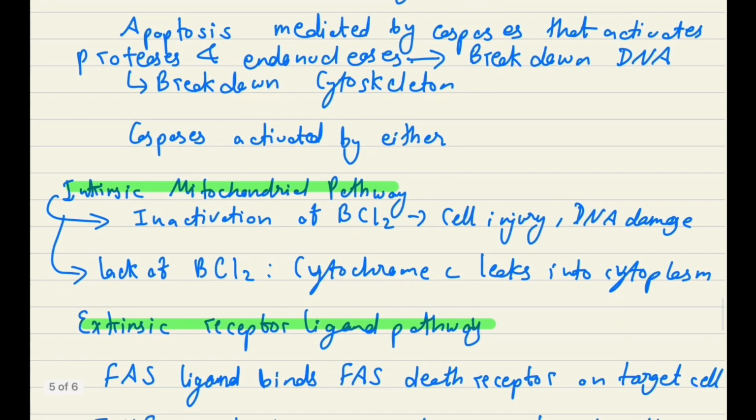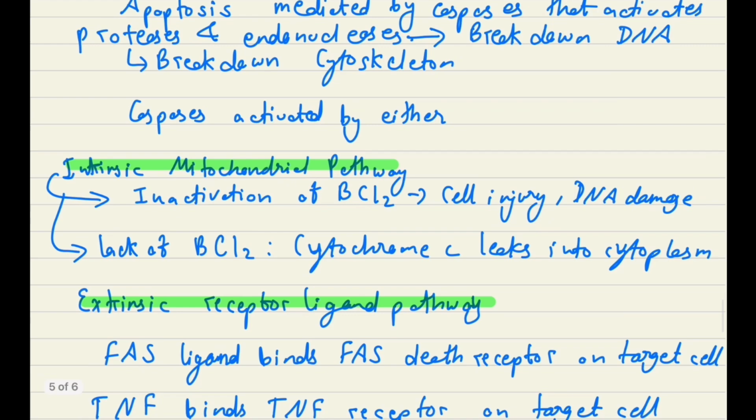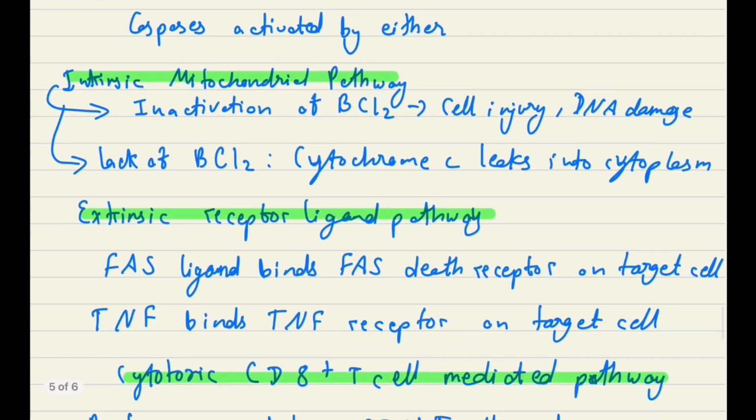Apoptosis is mediated by caspases that activate proteases and endonucleases. Proteases break down the cytoskeleton, endonucleases break down DNA. There are multiple pathways by which caspases are activated. One of them is the intrinsic mitochondrial pathway. Cellular injury, DNA injury, or decreased hormonal stimulation leads to inactivation of BCL2. BCL2 is a protein which regulates the process called apoptosis.